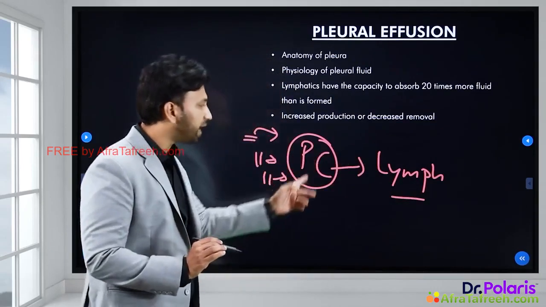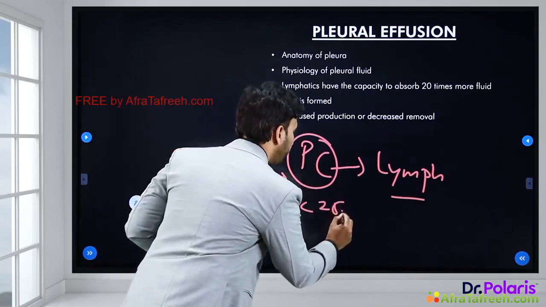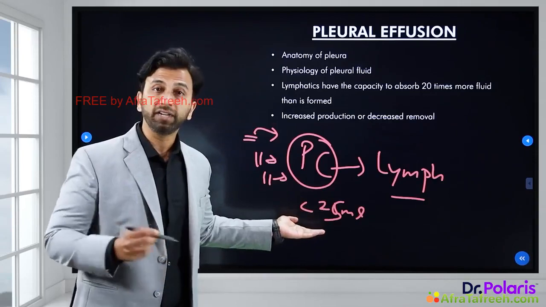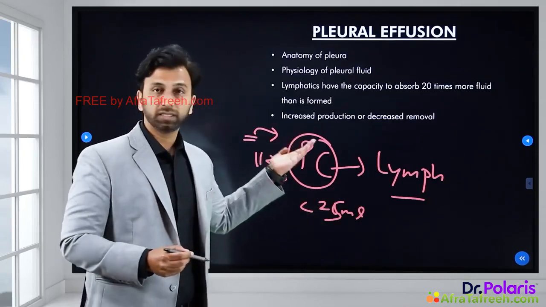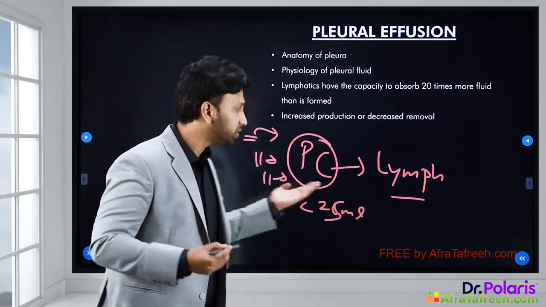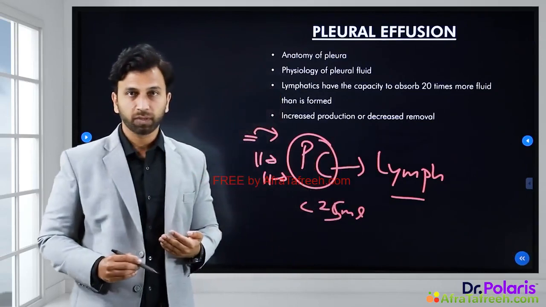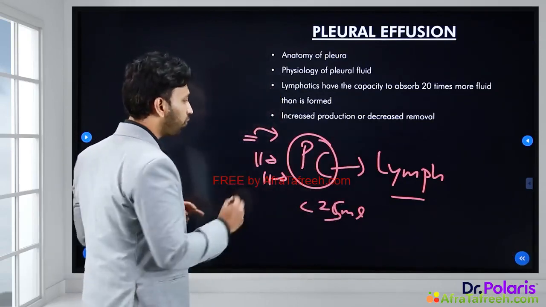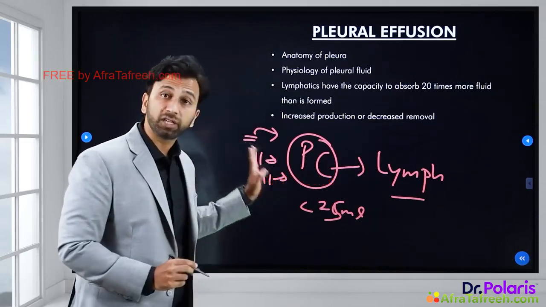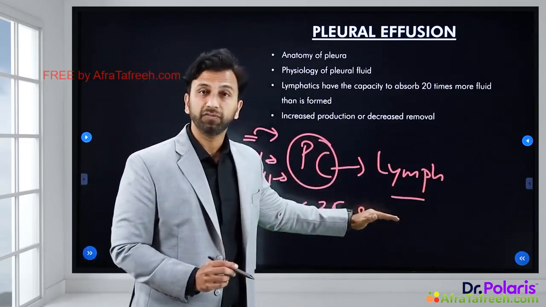So, this pleural fluid, as I told you, is usually less than 25 ml. Whenever the collection in this pleural cavity increases, there is an accumulation of more fluid, which leads to pleural effusion. This accumulation of fluid can occur as a result of either an increased production from the capillaries or a decreased absorption by the lymph.